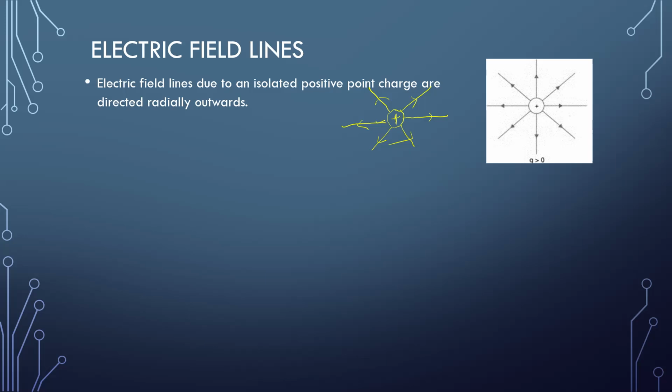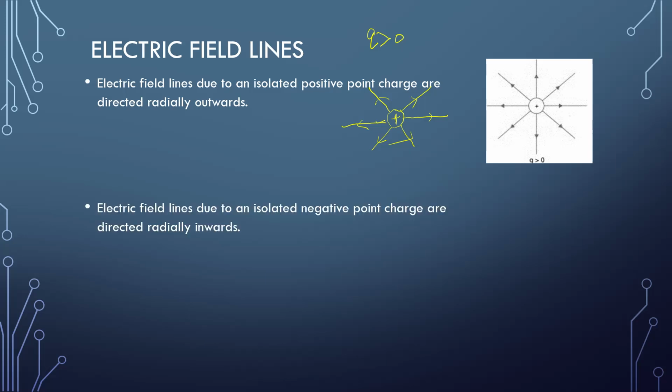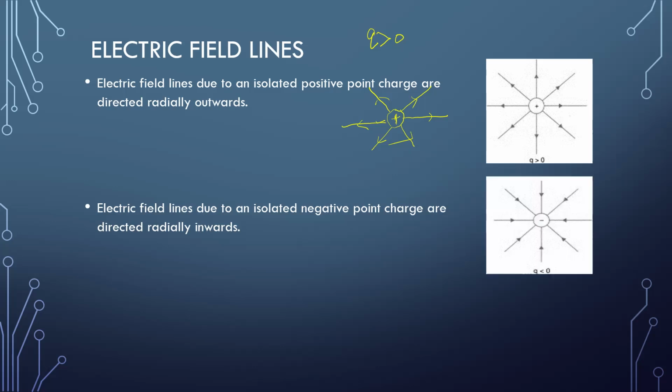In the question, instead of writing isolated positive point charge, it can even be given as Q greater than 0. Q greater than 0 means it's a positive point charge. You should know this, right?